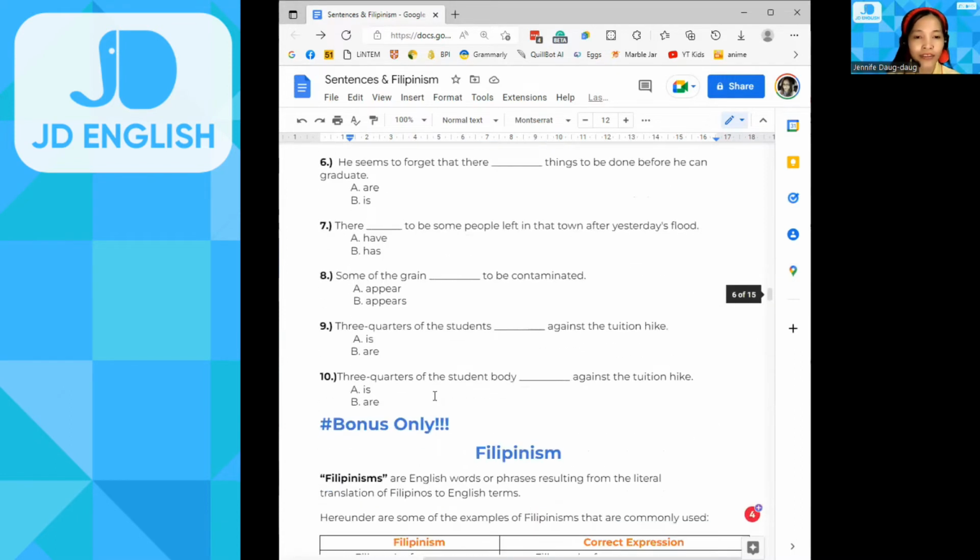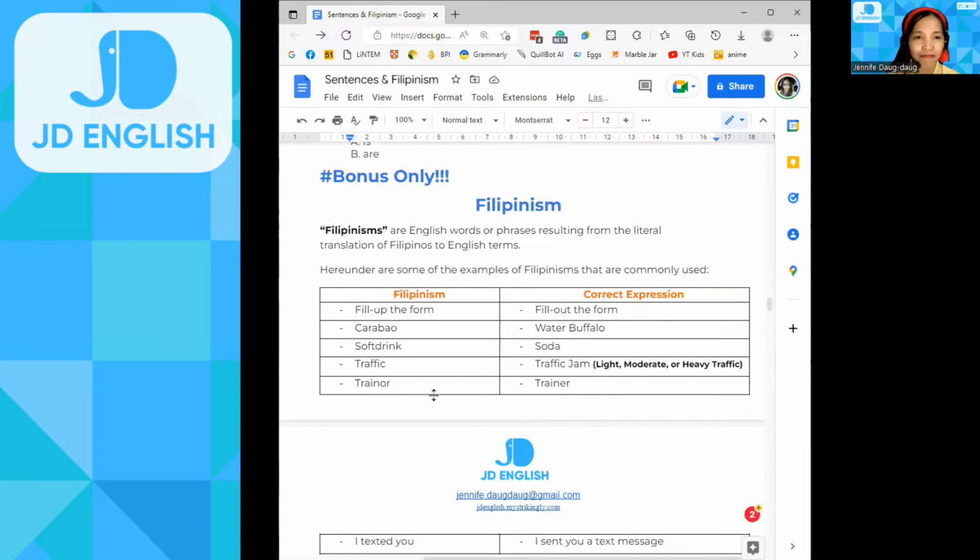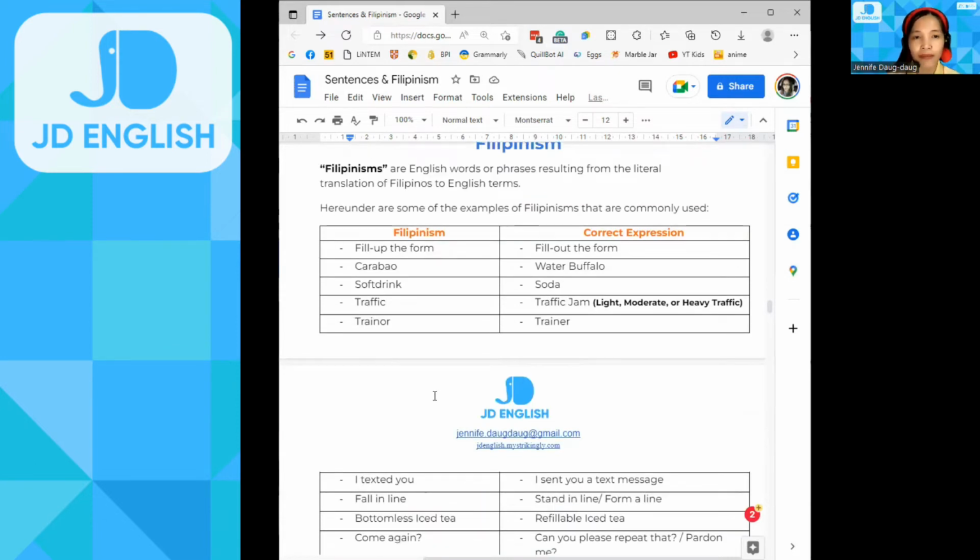So now let's talk about Filipinisms. So what is Filipinism? Filipinisms are English words or phrases resulting from the literal translation of Filipino to English terms. Here are some examples of Filipinisms that are commonly used. Example: fill up the form. It should be fill out the form. Another Filipinism is carabao. The correct one should be water buffalo.